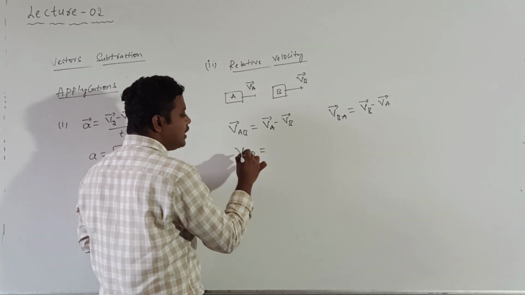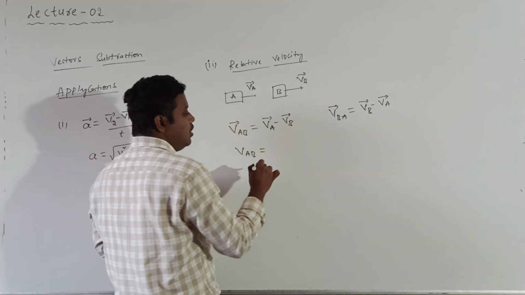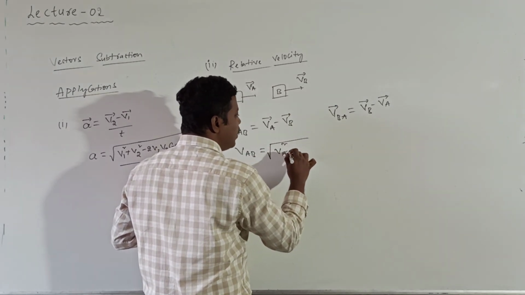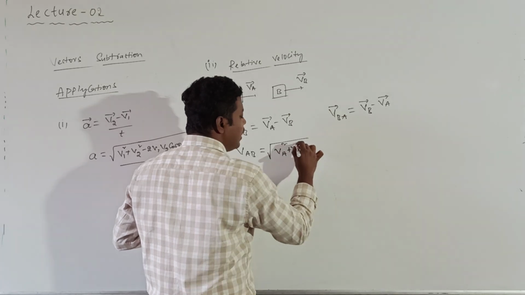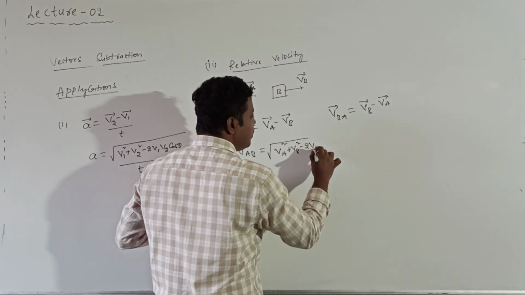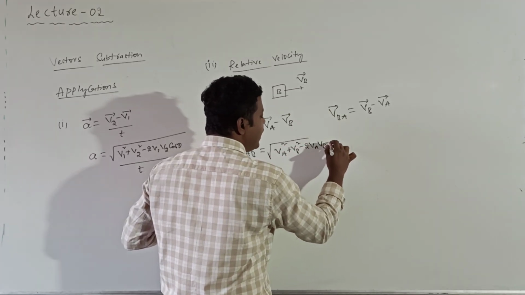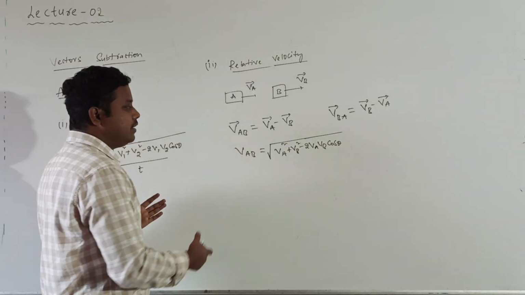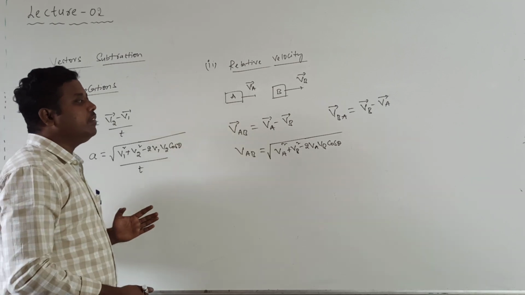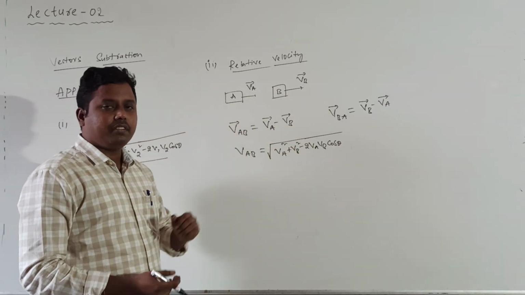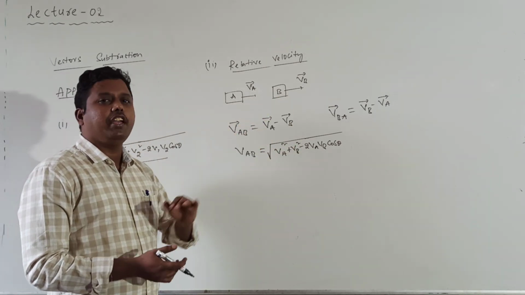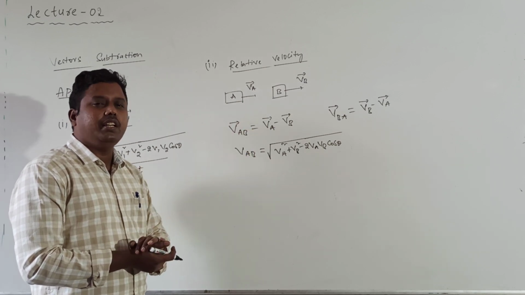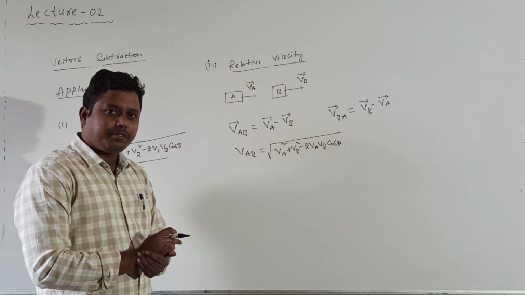What is the magnitude of relative velocity given by VAB? VAB modulus, or otherwise simply without the arrow, will be given by root over VA square plus VB square minus 2 into VA into VB into cos theta. We apply the formula for subtraction of vectors, where theta is the angle between VA and VB. Similarly, we will get VBA also.